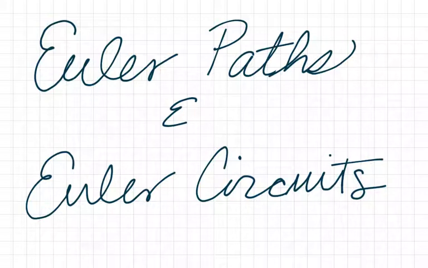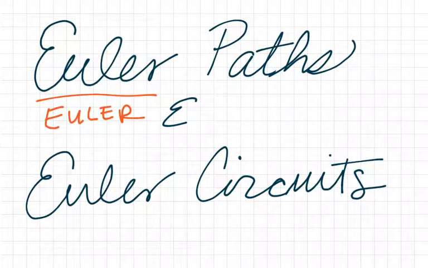Euler circuits. Now, this is named after a mathematician. It looks like the word Euler, but it's actually pronounced like Euler. So it's an Euler path and an Euler circuit. That might save you a little bit of embarrassment in the future if you're ever in a math class and they ask you to do something involving Euler, like Euler characteristics. You won't say Euler and you'll look super smart.